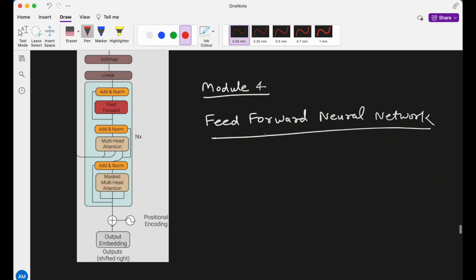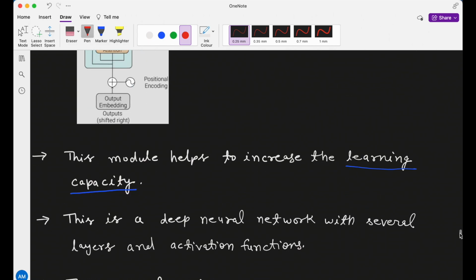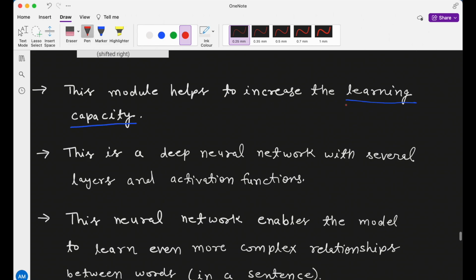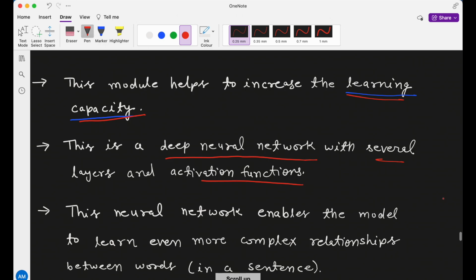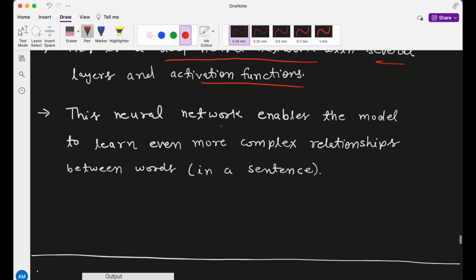The next module is this feed forward network. This module helps to increase the learning capacity of the model. This is its main responsibility. How is it doing that? Because this is a deep neural network which has several layers and activation functions, it increases the learning capacity of the model, and this neural network enables the model to learn even more complex relationships between words present in the input sentence.